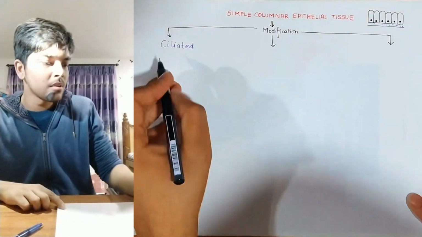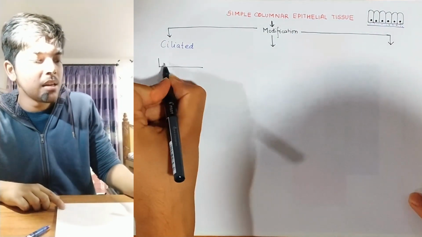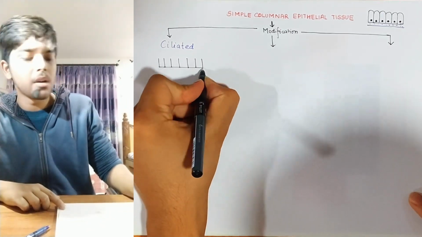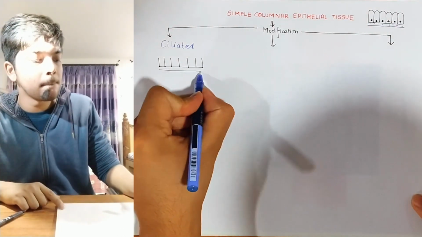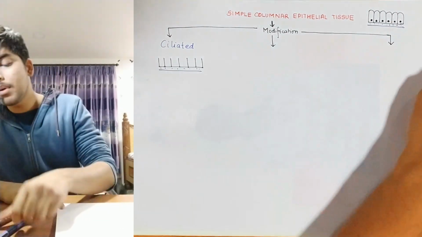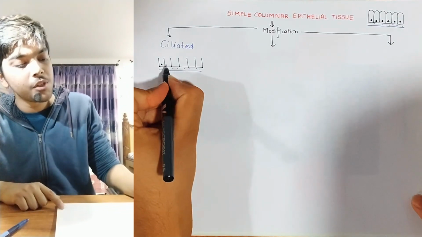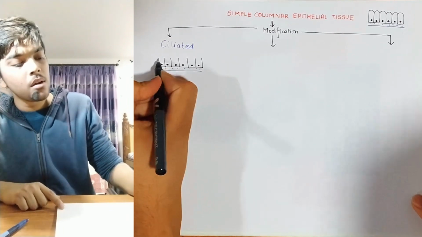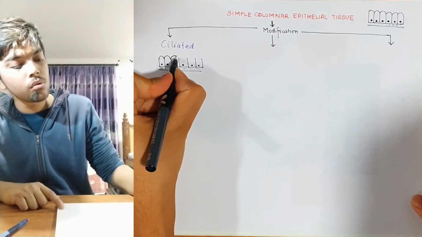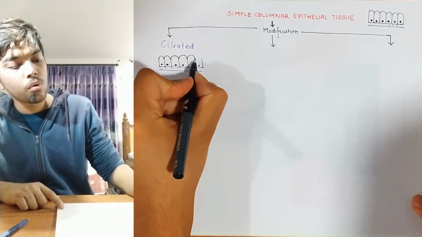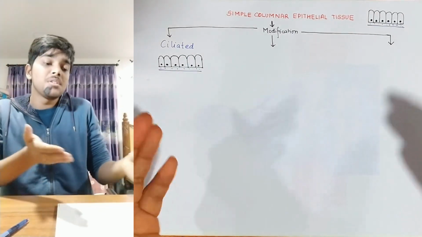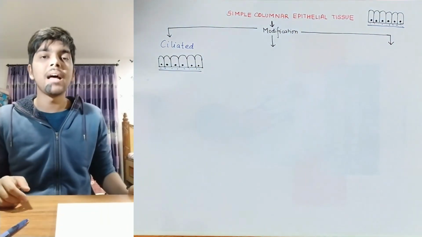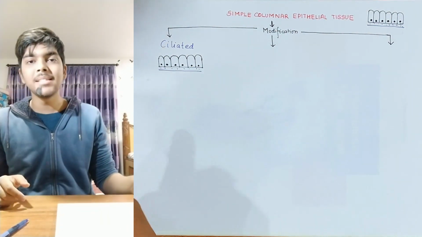What is that? That is your columnar tissue that is present on the basement membrane. Then there's your round nucleus present at the basal region. I mean, that's your normal simple columnar epithelial tissue. The modification is that now these cells contain cilia.